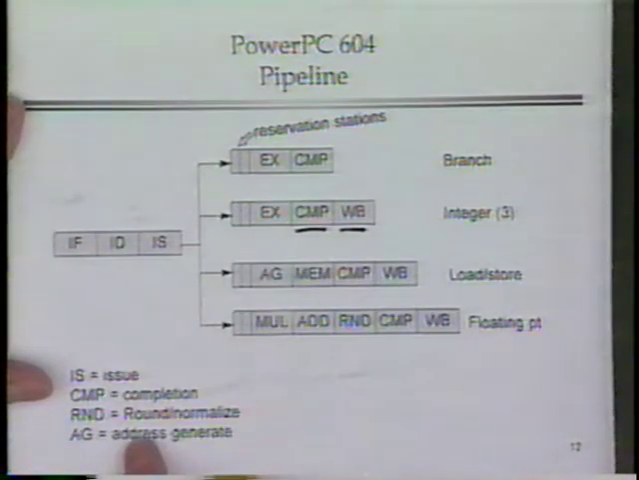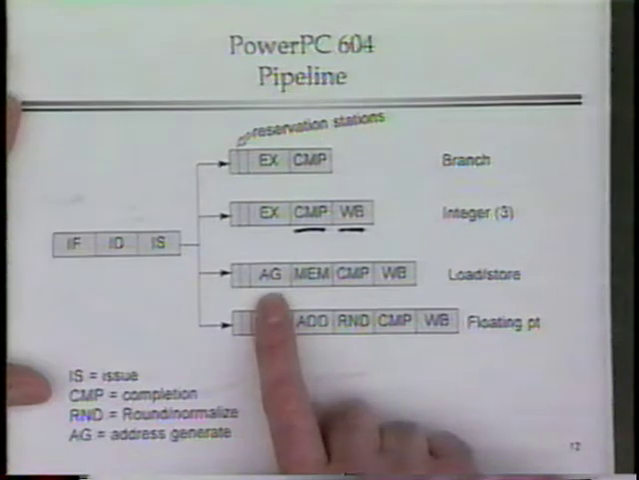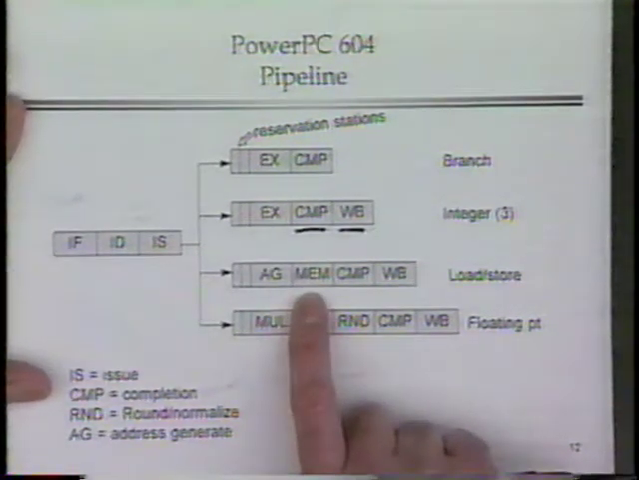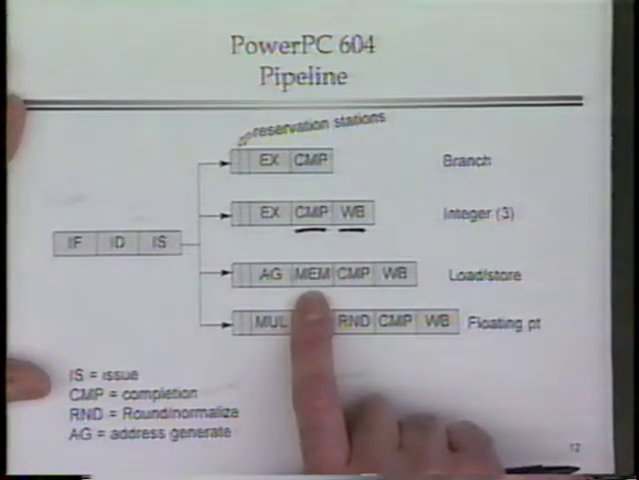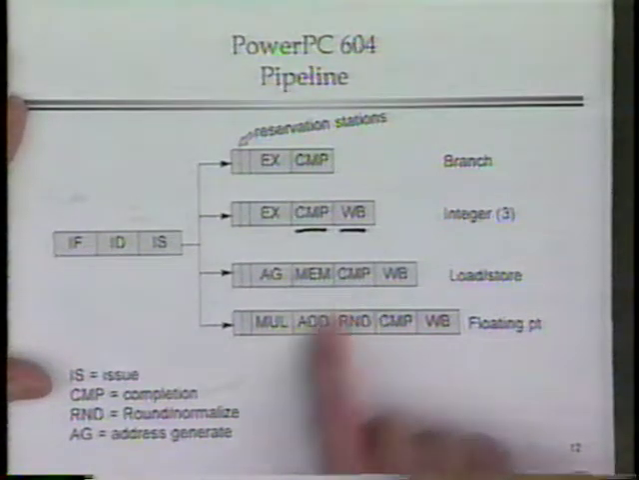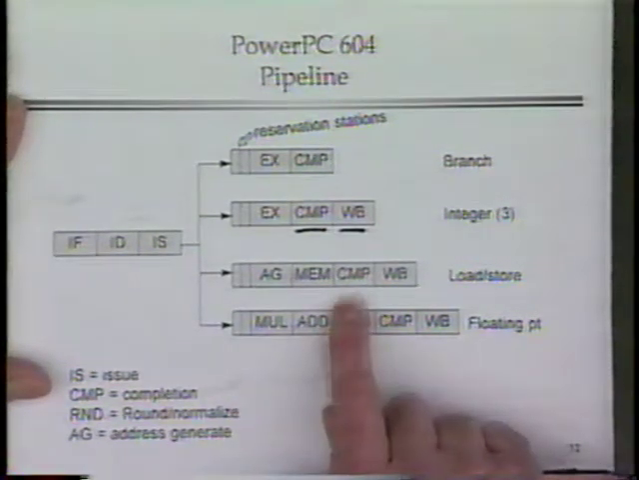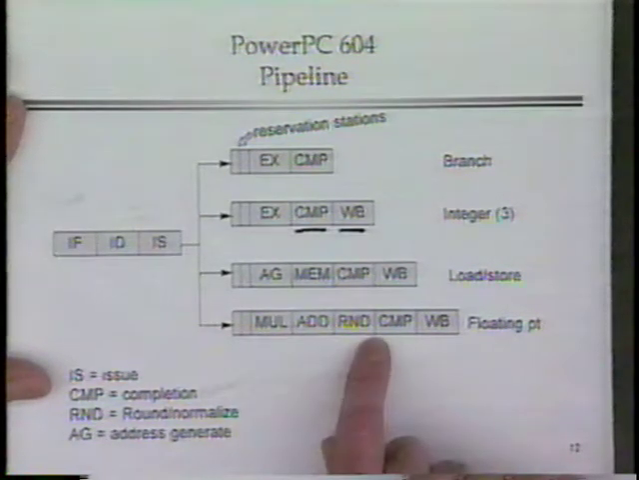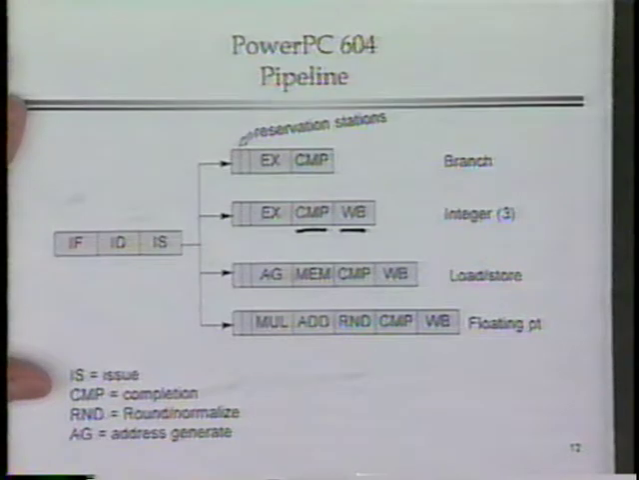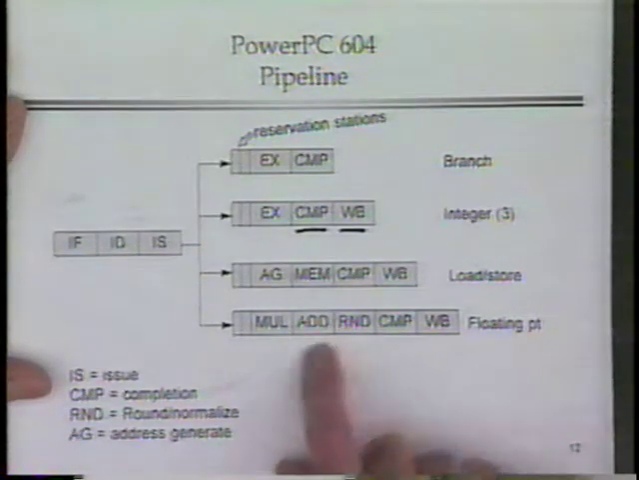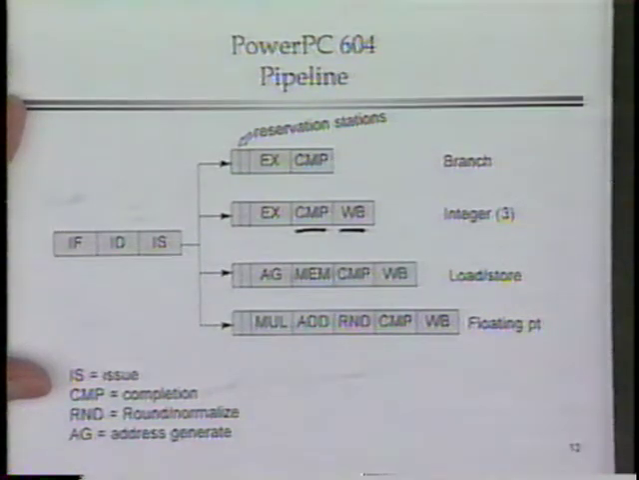Branches go through just execute and completion. Load store goes through an address generate stage, doing the effective address calculation that I described before. It goes through a memory stage, doing cache access, and then completion and write back. Completion also does the tag check for the cache. We'll talk a lot more about that next week. Floating point has 3 operational stages, a multiply, an add, and a round stage. And if it's a complex instruction, obviously, it takes more cycles than just those 3 before it goes to completion and write back.